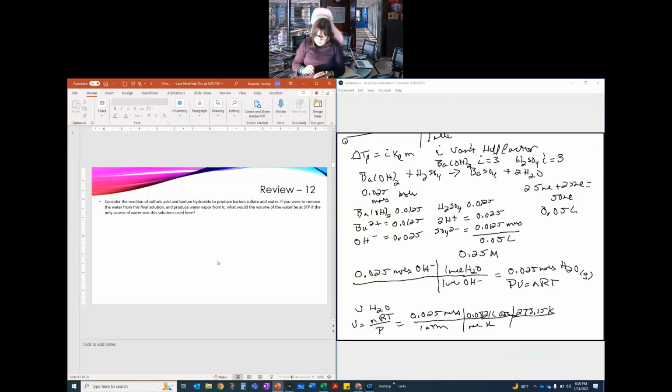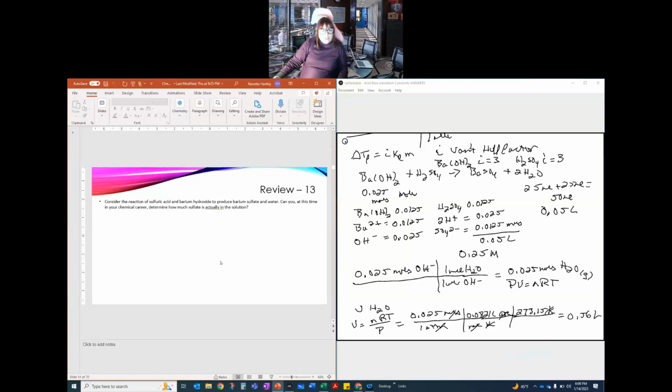So I have my 0.025, I multiply that by my 0.0821, and then I multiply that by 273.15, and I don't need to divide by the 1 because I already have that. And that tells me that I have 0.56 liters is the volume that it would occupy. Okay? So that's what we're looking at there.